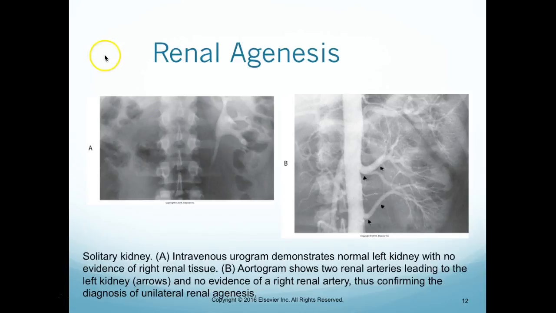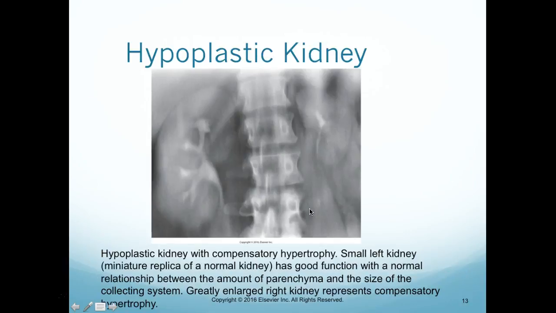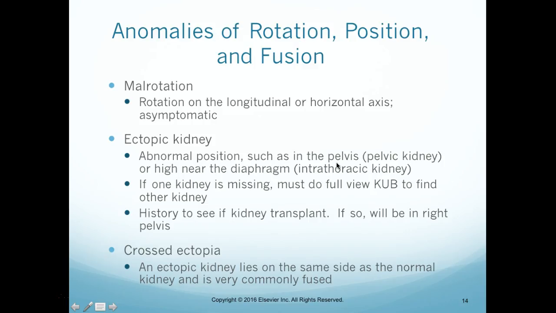So renal agenesis, you can see here on the right, we don't have a kidney. On an aortogram, it shows no right renal artery. So renal artery, you can see we have 2 lefts, but no right. Hypoplastic kidney, here you can see we have a kidney that is a little bit bigger than normal in size, and then we have a really small kidney here, but it's functioning.